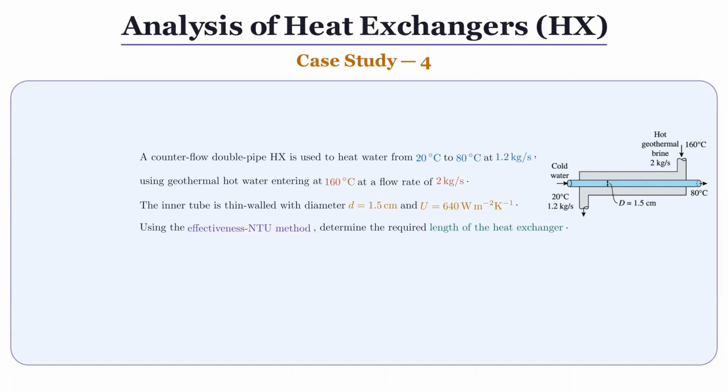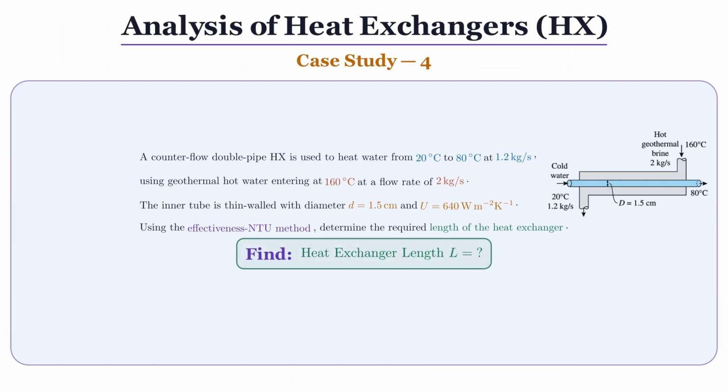The problem explicitly prescribes the method. Use the effectiveness-NTU approach to determine the required length of the heat exchanger. This is not merely a suggestion, it is an instruction that tells us precisely which analytical path leads to the answer with the least effort. The engineering objective is clearly stated. Find L, the length of tube required for this counterflow heat exchanger to deliver the specified thermal duty. Everything else, the surface area, the effectiveness, the NTU, are intermediate quantities that build toward this final answer.